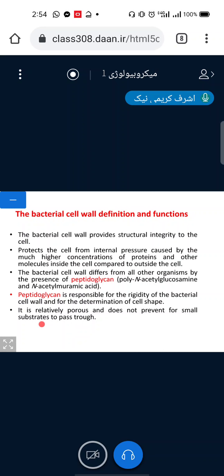And the last item: it is relatively porous and doesn't prevent some substrates from passing through. It is a barrier, a protective agent that prevents small substrates from passing through.